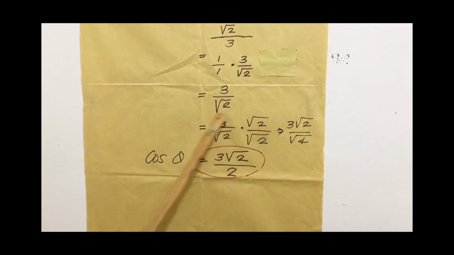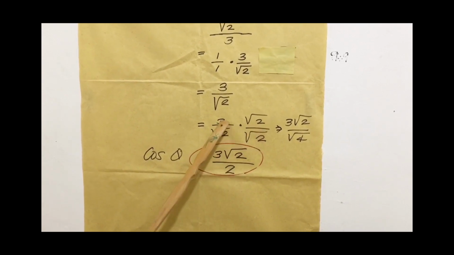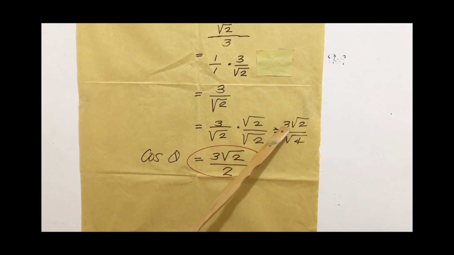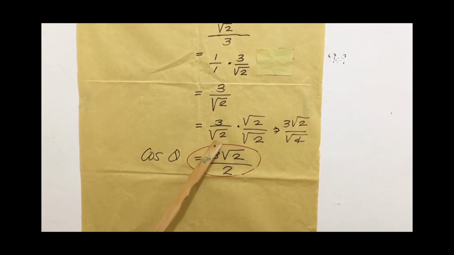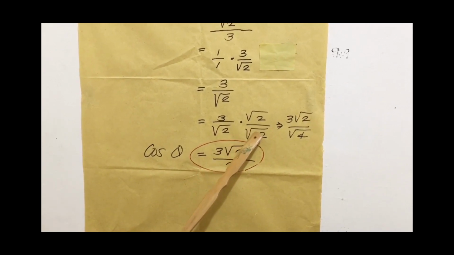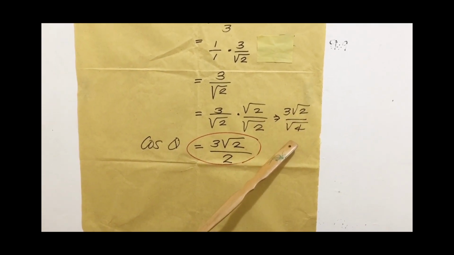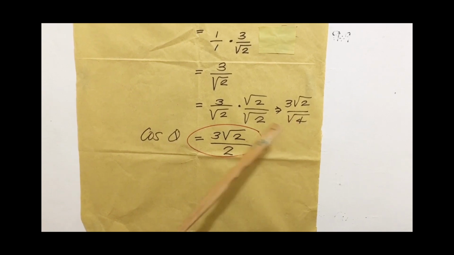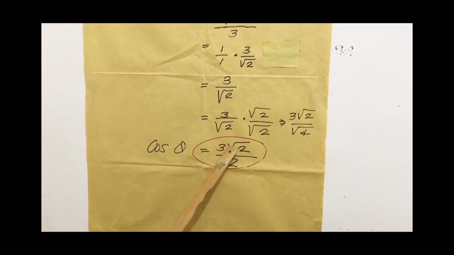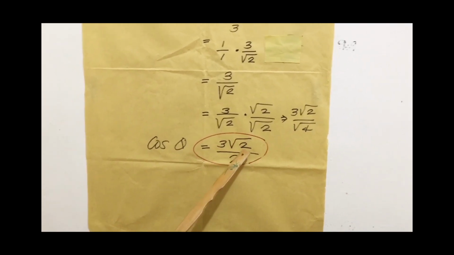So then we're going to multiply horizontally. 3 times the square root of 2 equals 3 square root of 2. Then the square root of 2 times the square root of 2 is equal to the square root of 4. Then after that, we're going to simplify here. So this one is already simplified. 3 square root of 2, we cannot simplify this time.